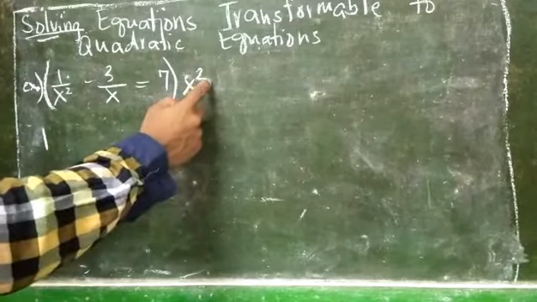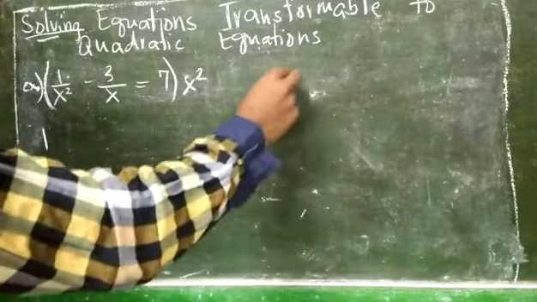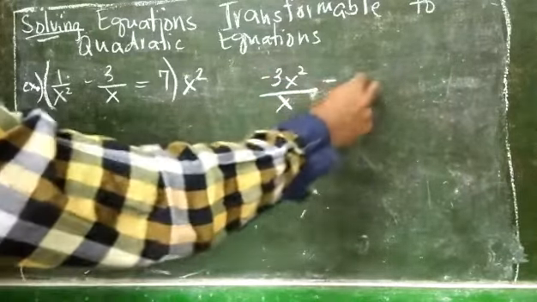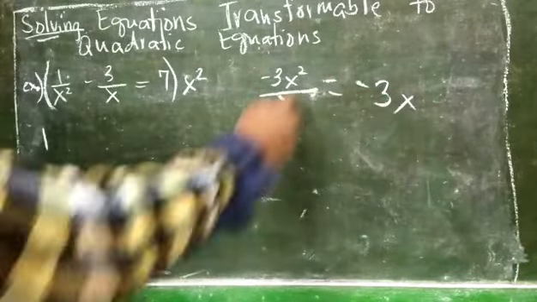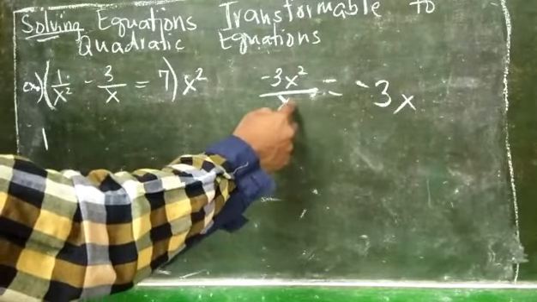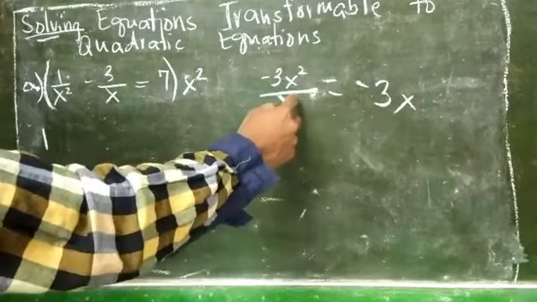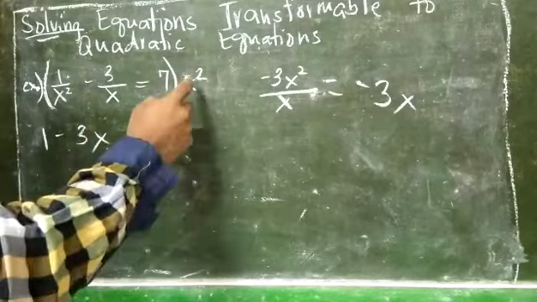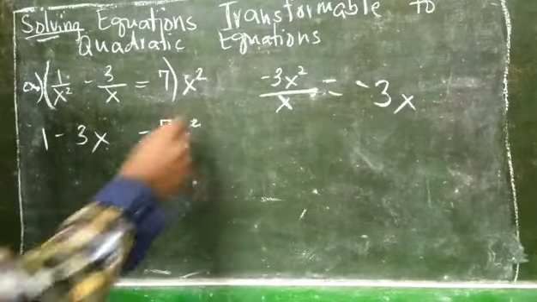Okay, next, x squared times negative 3, that is negative 3x squared. Divided by x, that is negative 3. Then x squared divided by x, that is x. Since we are dividing and the variables are the same, we'll just subtract the exponents. So 2 minus 1, that is 1. So negative 3x equals x squared times 7, that is 7x squared.